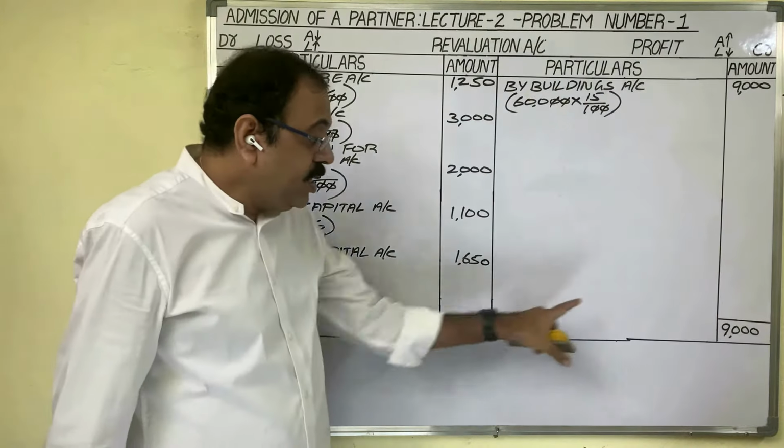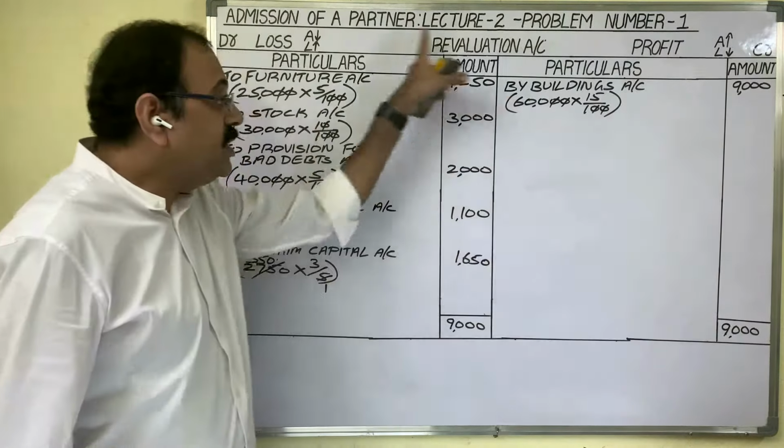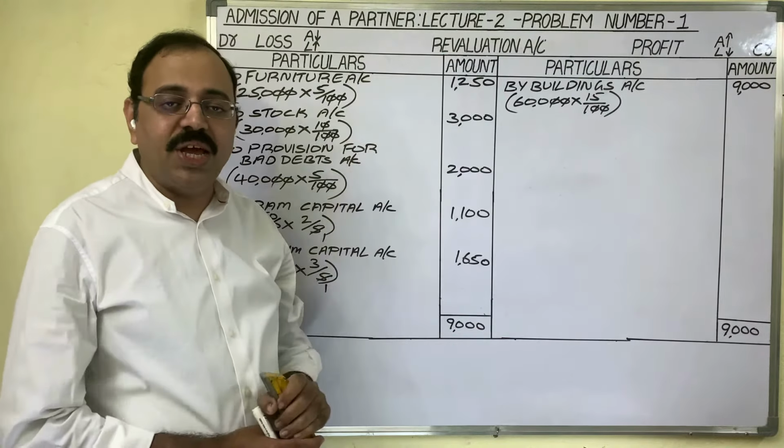550 into 3, 1650. So in total profit 2750, Ram's share 1,100 we have to transfer to Ram's capital account, Rahim's share 1,650 we have to transfer to Rahim's capital account. Now two sides put the totals. 9,000, 9,000. So this is the first account, revaluation account.